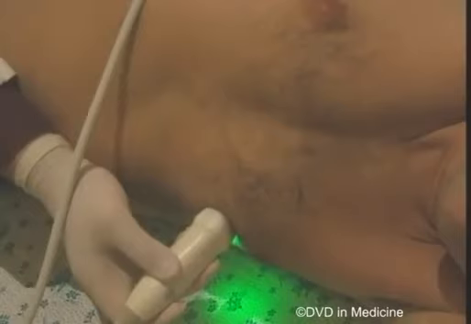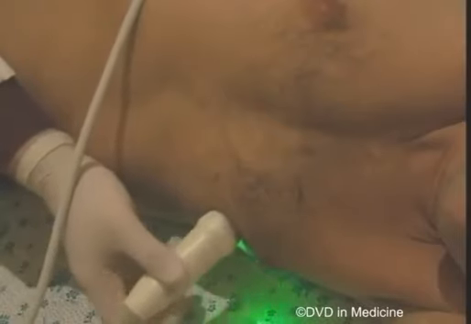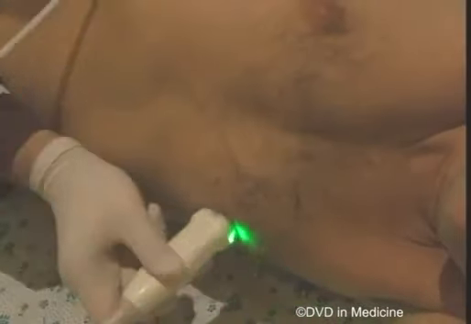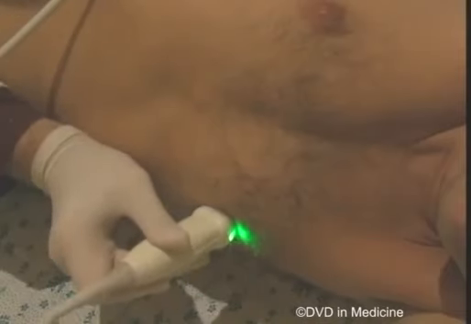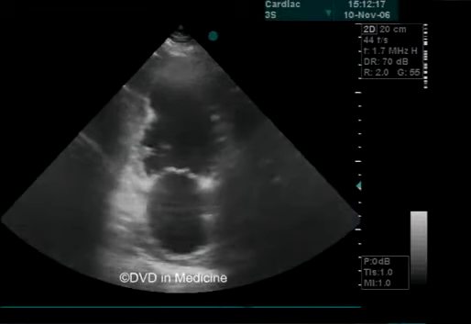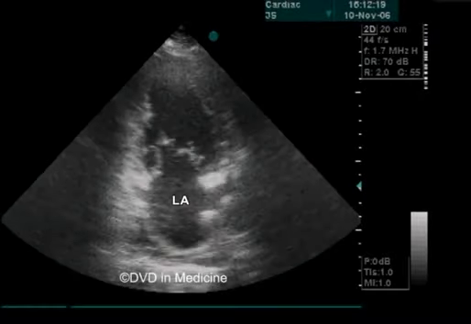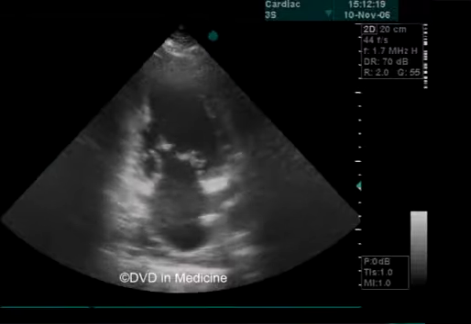From the apical four-chamber view, one should rotate the transducer about 60 to 70 degrees counterclockwise and tilt the scanning plane more laterally in order to obtain the apical two-chamber view. In this image, one can see the left atrium, the mitral valve, the anterior left ventricular wall on the right side of the screen, and the inferior left ventricular wall on the left side of the screen.